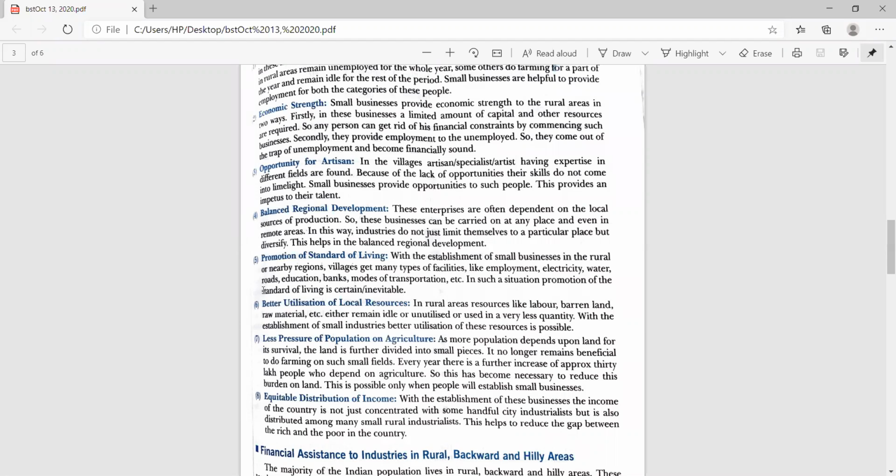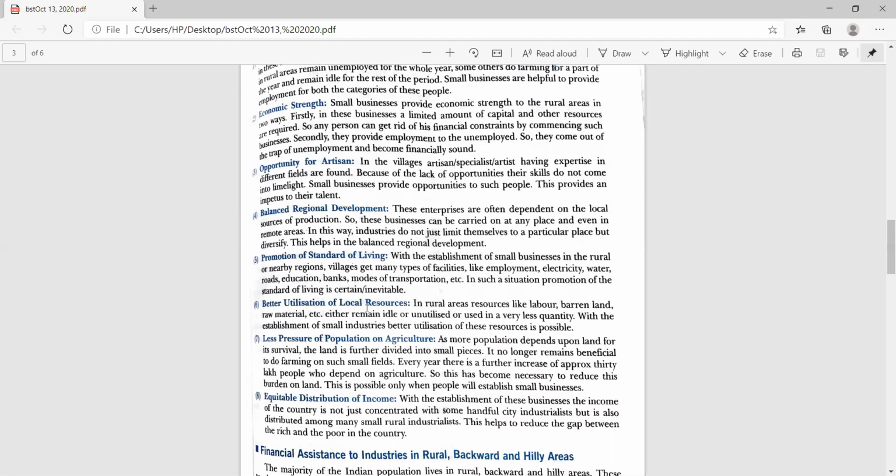Promotion of standard of living. With the establishment of small-scale business in the rural area and nearby region, villagers get many types of facilities like employment, electricity, water, roads, education, bank, mode of transport. In such a situation, promotion of the standard of living is certain and inevitable.